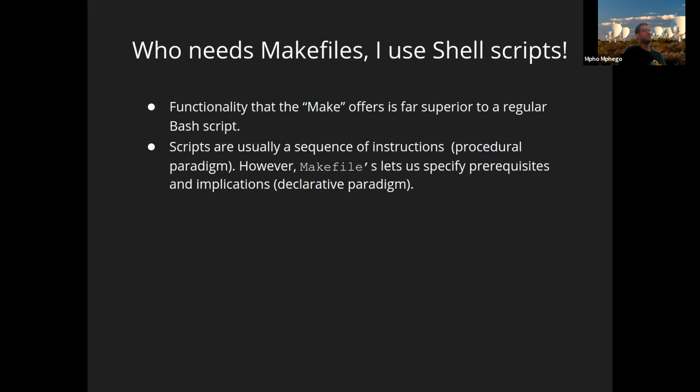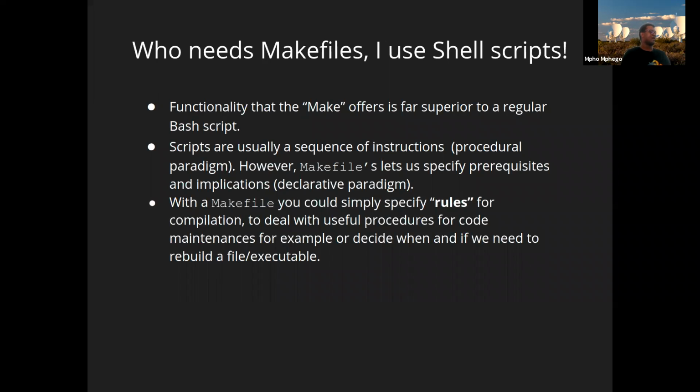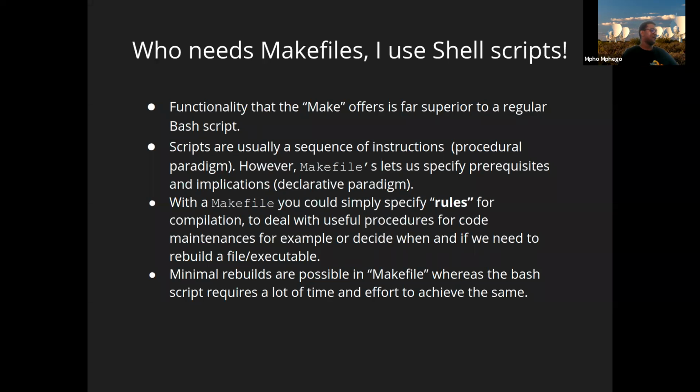However, with scripts, you would probably need arguments for building the stuff and so on. With a Makefile, you can simply specify rules for compilation, deal with useful procedures for code maintenance, for example, or decide when and if we need to rebuild a file or executable. As I did mention, these are the kinds of things that I do with Makefiles related to CAM. The other thing is that minimal rebuilds are possible in a Makefile, whereas a bash script requires a lot of time and effort to achieve the same functionality. I've had that experience in the past.